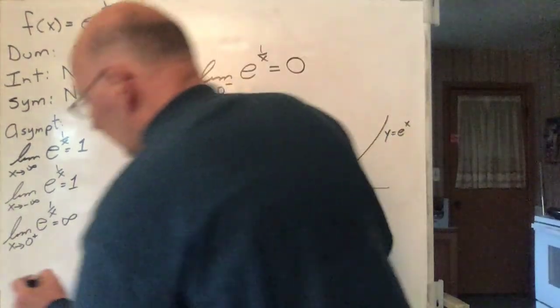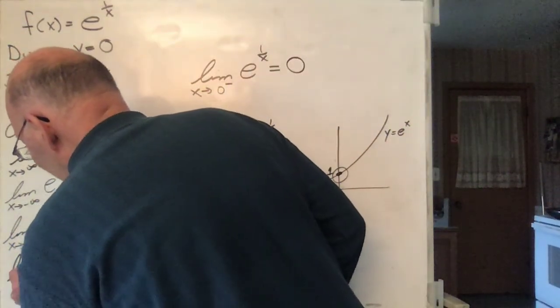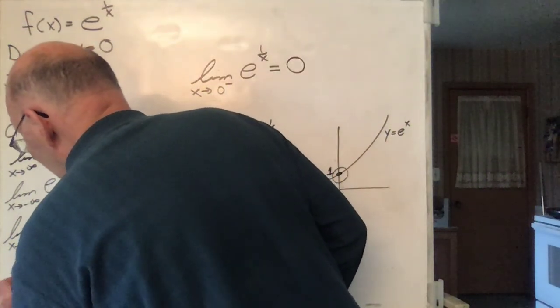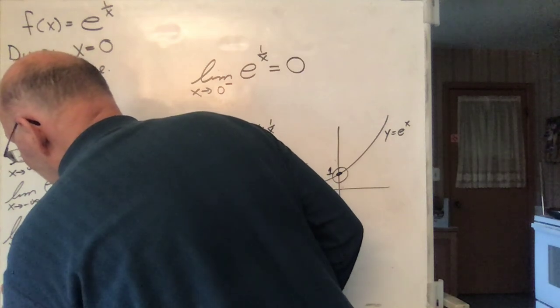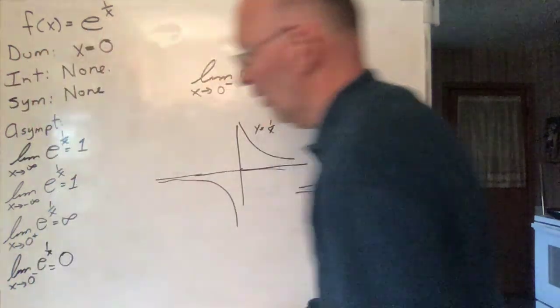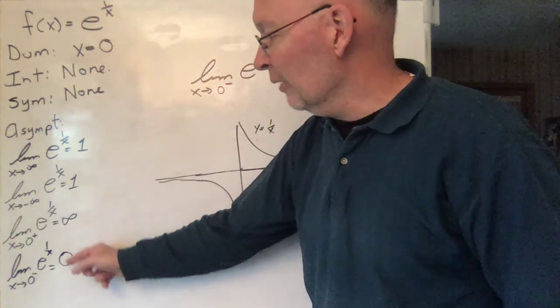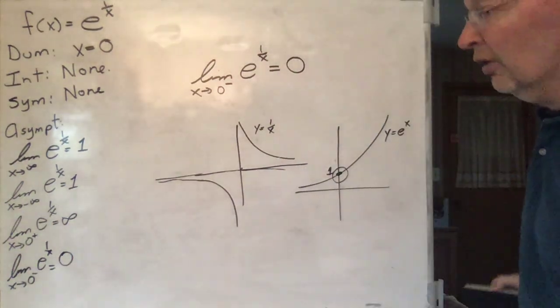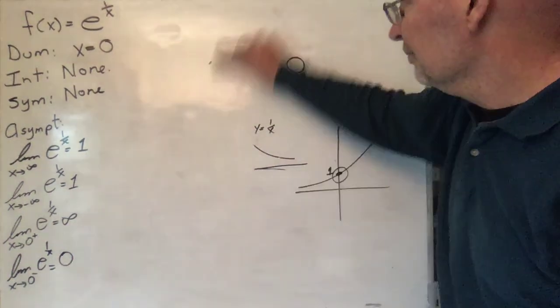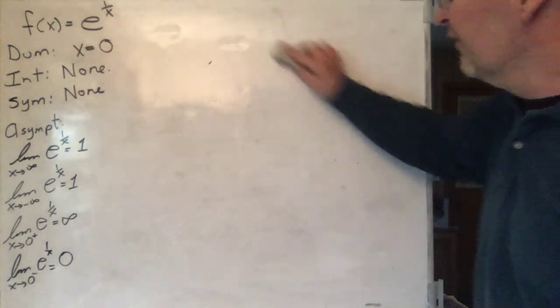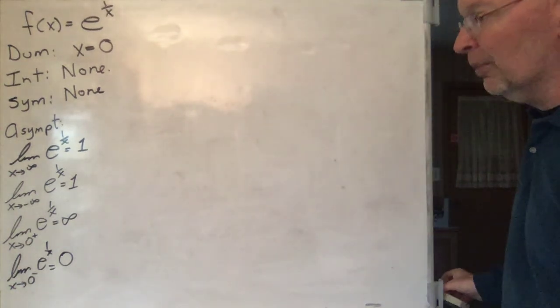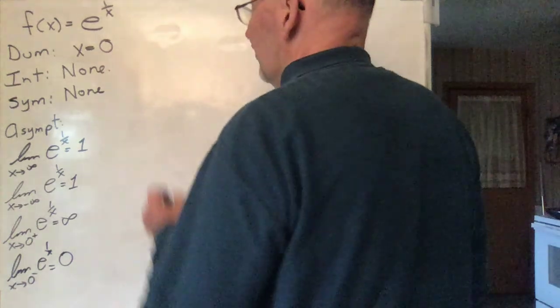So that's kind of surprising. It's kind of surprising to have something where it goes to infinity in one direction and goes to 0 as you approach 0 from the other direction. So that's one of my favorite things about this function, just that part right there. Now let's do the rest of it.